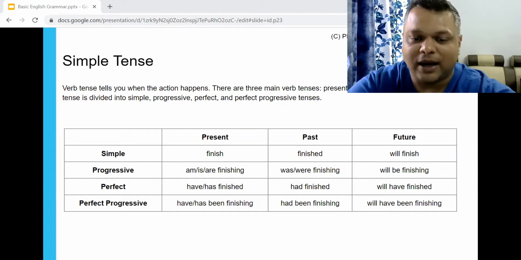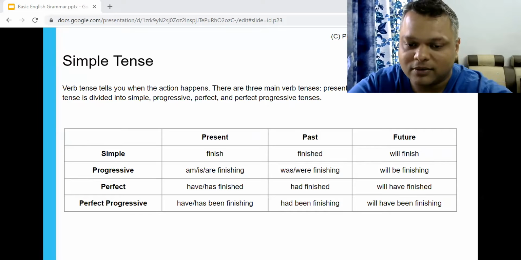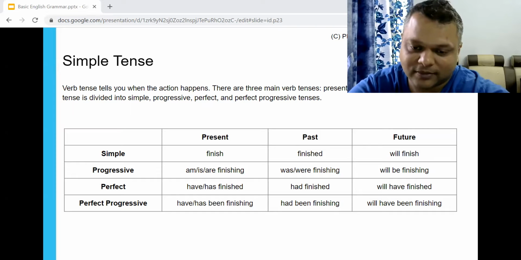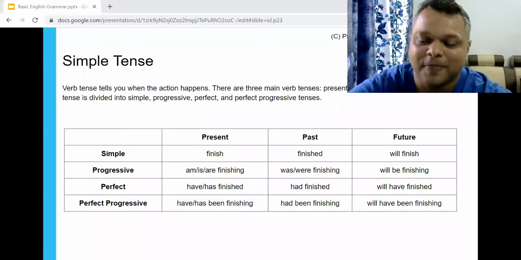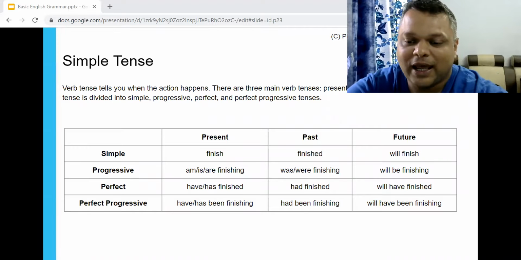सो आई हैव बीन फिनिशिंग द वर्क, और ही हैज बीन फिनिशिंग द वर्क. राइट. पास्ट इज ही हैड बीन फिनिशिंग द वर्क. इतने टाइम से वो हैड बीन कर रहा था. फिनिशिंग द वर्क वाज फिनिशिंग. Future is will have been finishing.